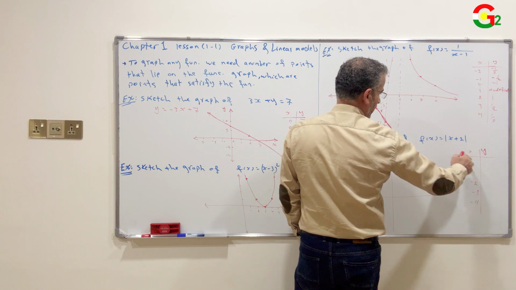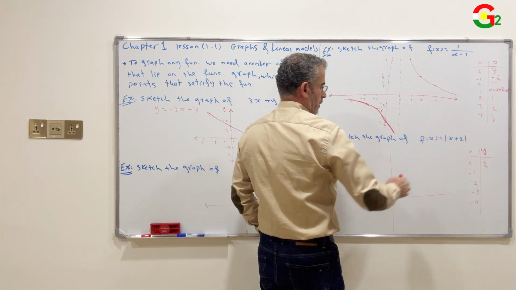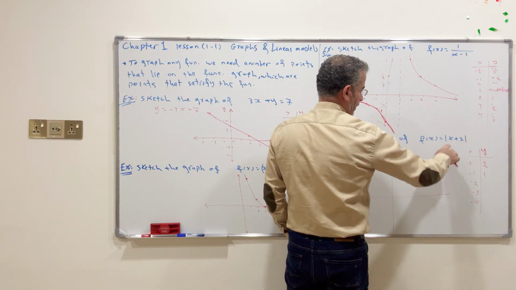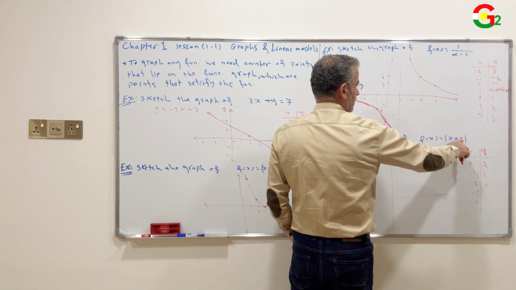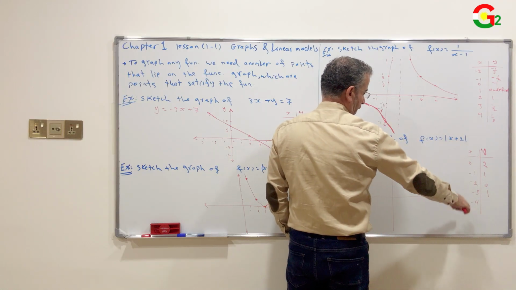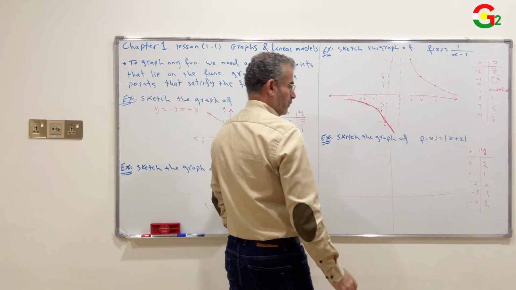Find the value of y. 0 plus 2, 2, absolute value 2, 2. Negative 1 plus 2, 1, absolute value 1, 1. Negative 2 plus 2, 0, absolute value 0, 0. Negative 3 plus 2, negative 1, absolute value 1, 1. And negative 4 plus 2, negative 2, absolute value 2.